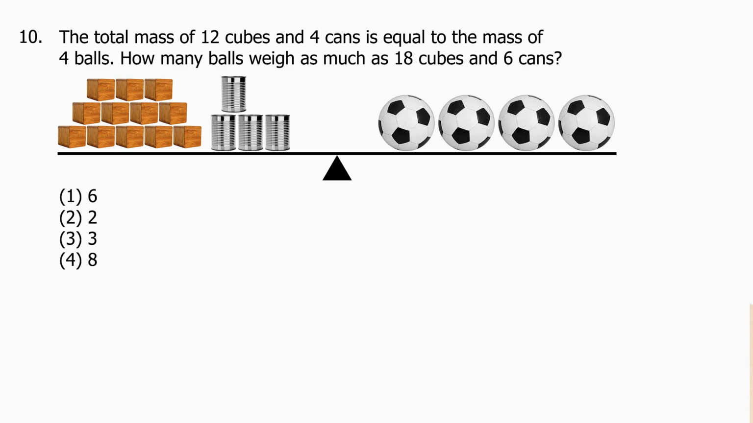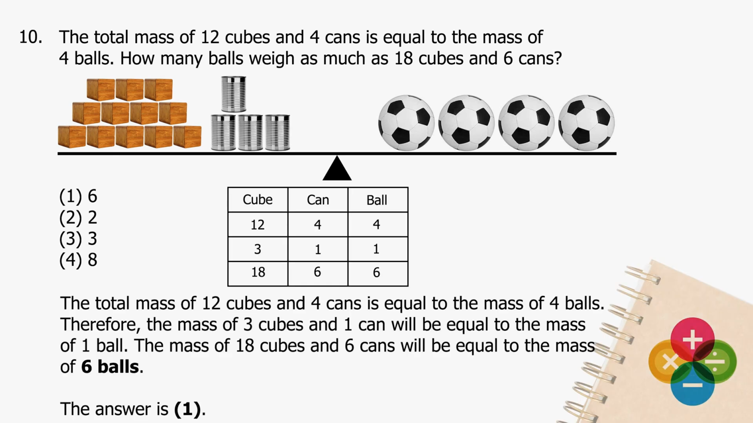Question 10. The total mass of 12 cubes and 4 cans is equal to the mass of 4 balls. How many balls weigh as much as 18 cubes and 6 cans? The total mass of 12 cubes and 4 cans is equal to the mass of 4 balls. Therefore, the mass of 3 cubes and 1 can will be equal to the mass of 1 ball. The mass of 18 cubes and 6 cans will be equal to the mass of 6 balls. The answer is 1.